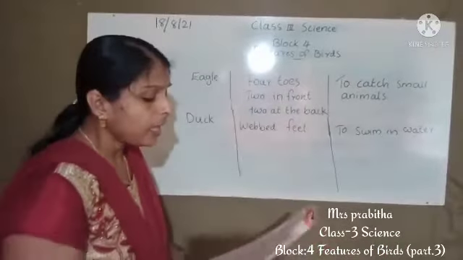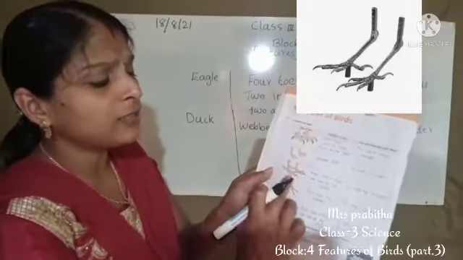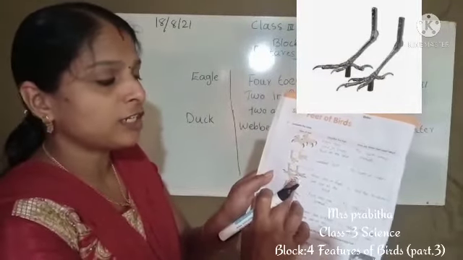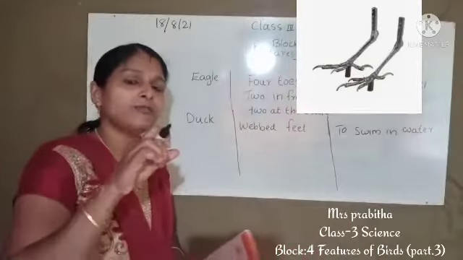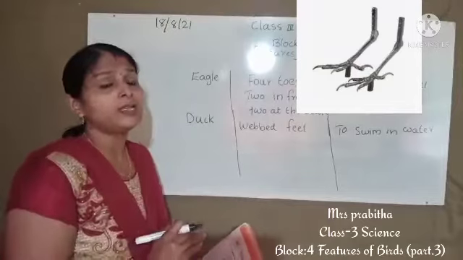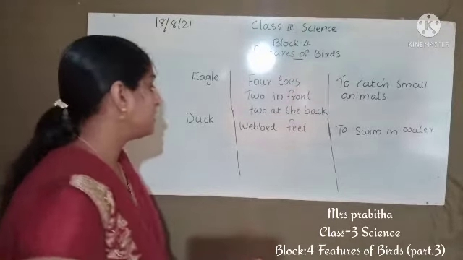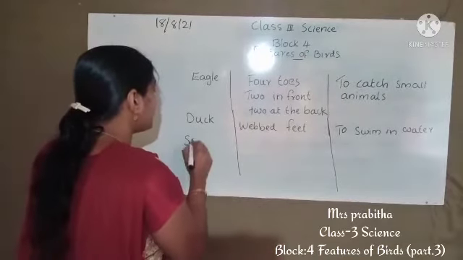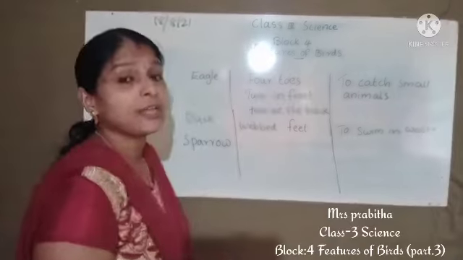Okay, next picture. You can see the 3 toes are in front, isn't it, children? 3 toes are in front and 1 at the back. So which bird has this kind of feet? Yes, it is the feet of sparrow. Sparrow has this kind of feet.